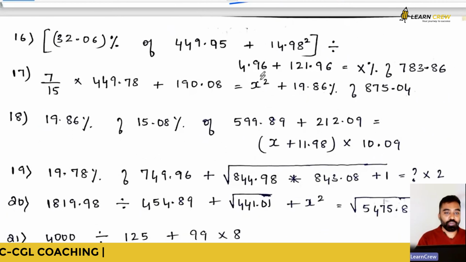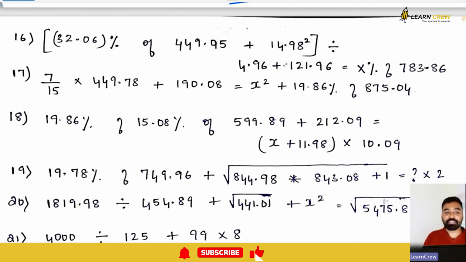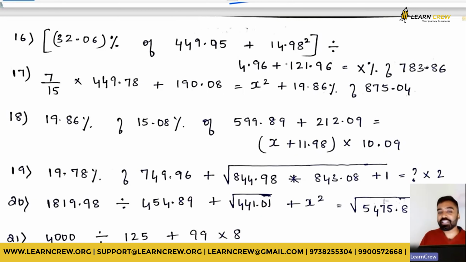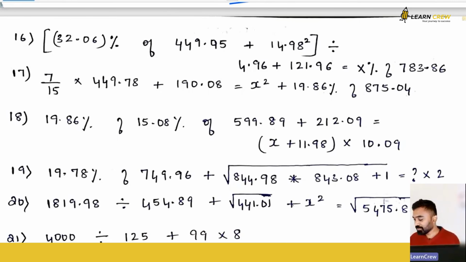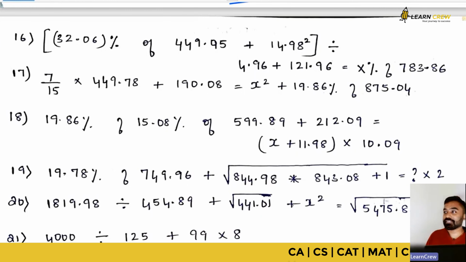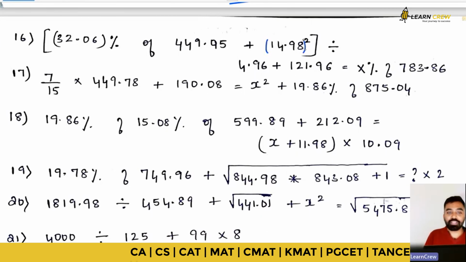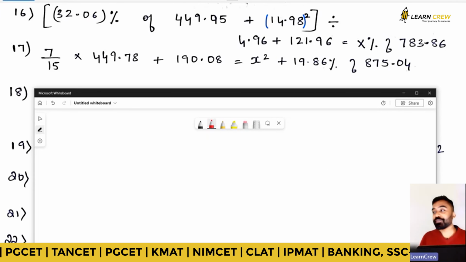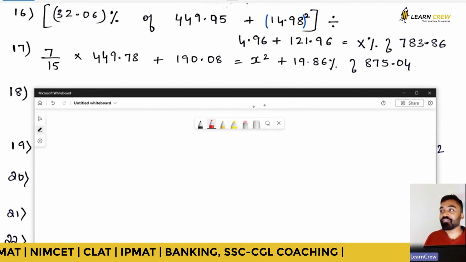16th one, let me zoom out a bit. Okay. The question is 32.06% of 449.95 plus 14.98 square divided by 4.96 plus 121.96 equal to x percent of 783.86. No, they're asking x percent. Whole square. 14.98 whole square. I'm showing you. It is x percent of 783.86. I want to know the value of x.